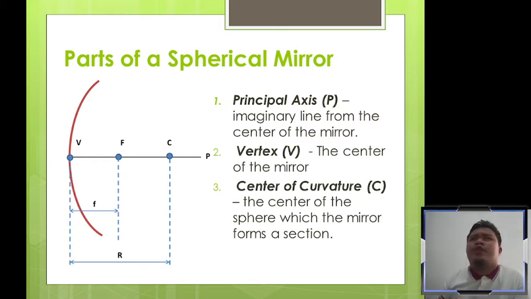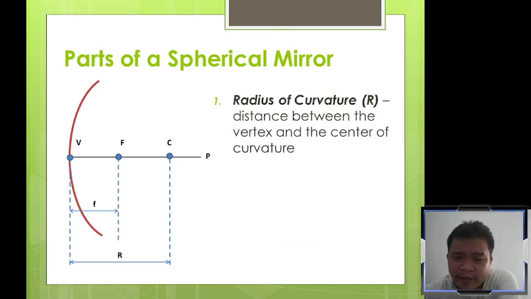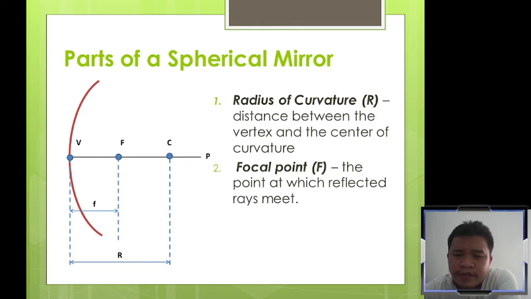So how do we understand that? Let's just imagine that the curved reflective surface was once part of a sphere. If you complete that section, that point C is the center of our sphere, or the center of the circle itself. Next we have the radius of curvature. The radius of curvature is the distance between the vertex and the center of curvature. So technically it's just like the radius of the circle.